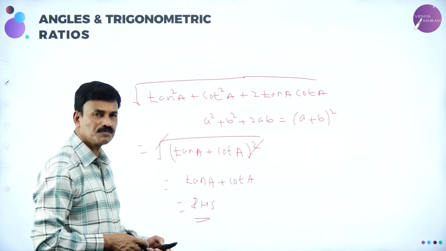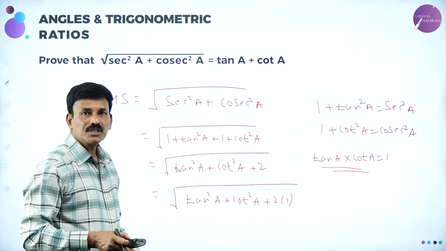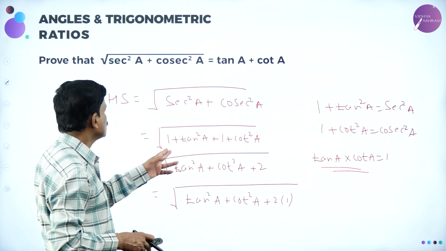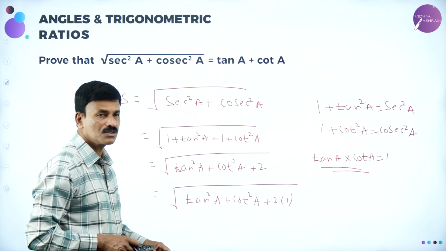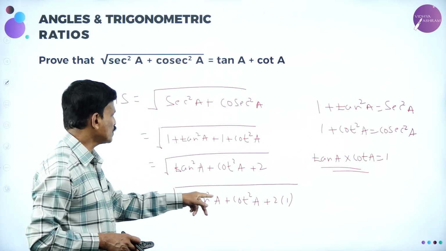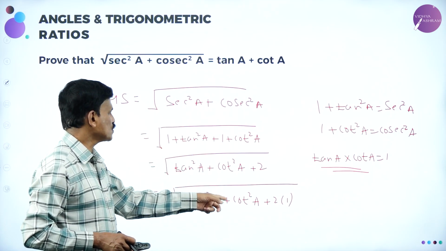Very simple. See here, just substitute the identities. Secant square is nothing but 1 plus tan square. 1 plus tan square is secant square A. 1 plus cot square is equal to cosecant square. Tan square A plus cot square A. 1 plus 1 is equal to 2.